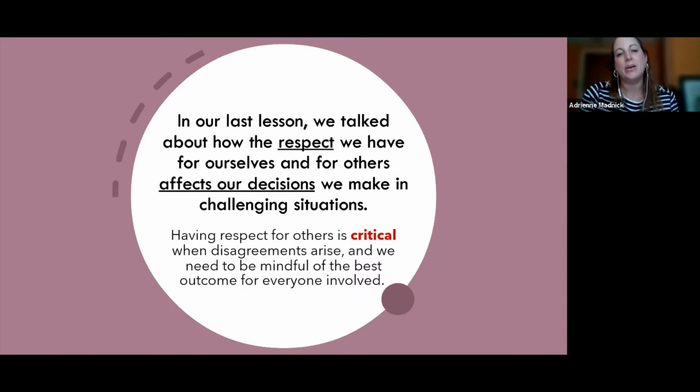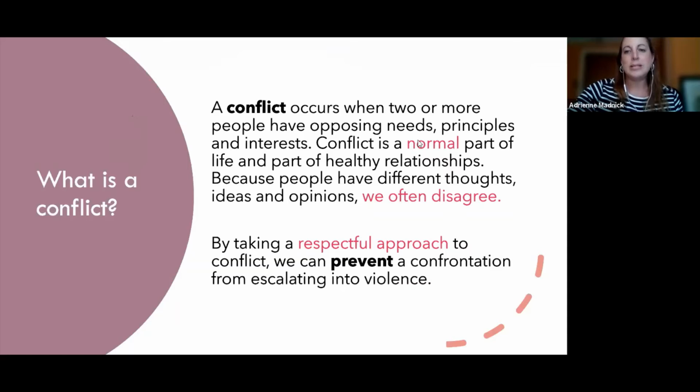We talked about how the respect we have for ourselves and for others affects the decisions we make in challenging situations. So having respect for others is critical when disagreements arise, and we need to be mindful of the best outcome for everyone involved. So that just gives us a little perspective as we move forward into what we call conflict resolution. So what is a conflict?